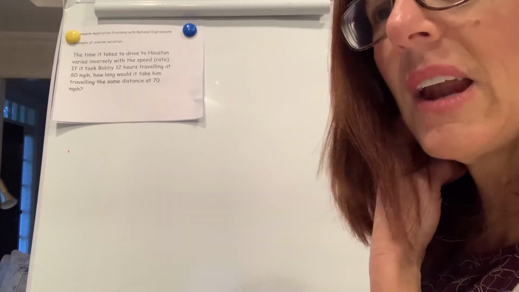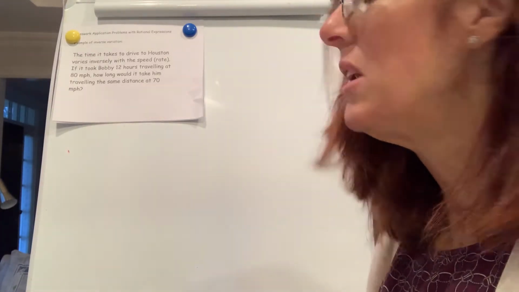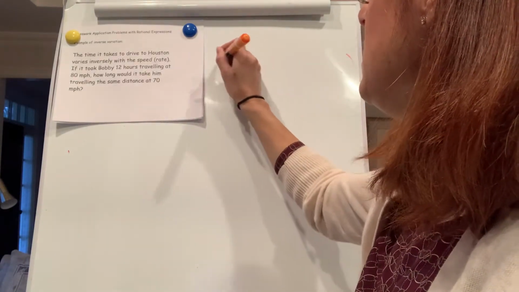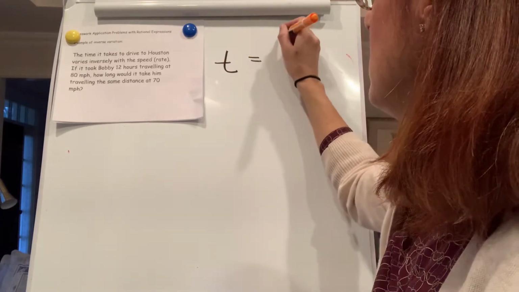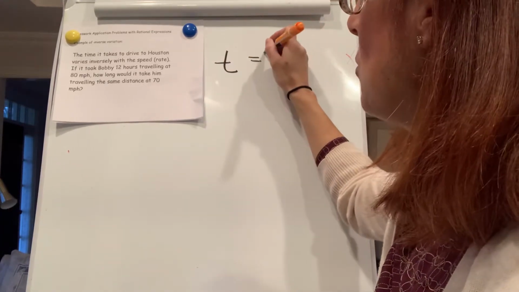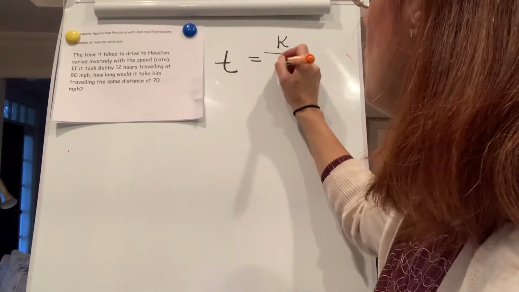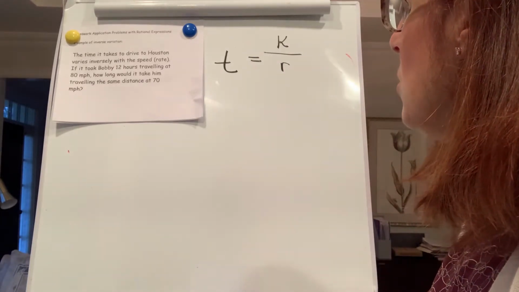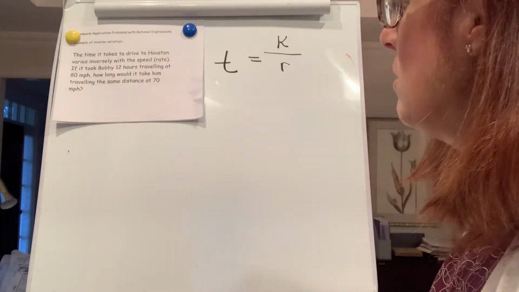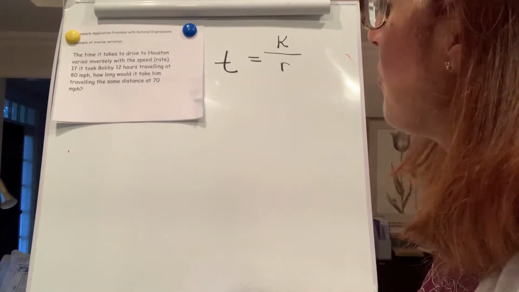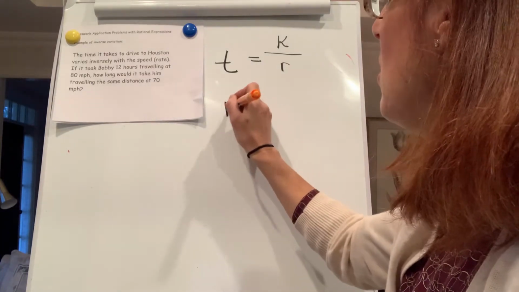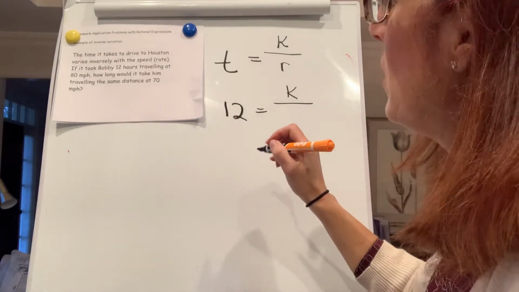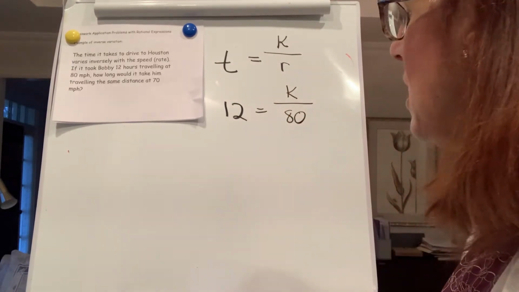All right, so we need to set up an inverse variation problem. So we have time, t, varies inversely. I'm going to use k because I don't know what that constant of variation is, with the speed or rate. So I have time equals k over r. I want to solve for k here, so it took Bobby 12 hours. We don't know what that constant is, but we know that he was going 80 miles an hour.